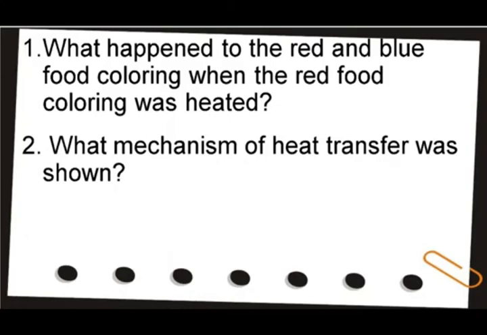Let us answer the questions in activity number 2. What happened to the red and blue food coloring when the red food coloring was heated? When the red food coloring was heated, it rose, while the blue food coloring moved in to replace the red that was rising. What mechanism of heat transfer was shown? Mechanism of heat transfer shown was convection.